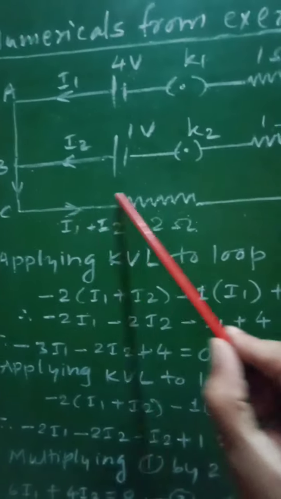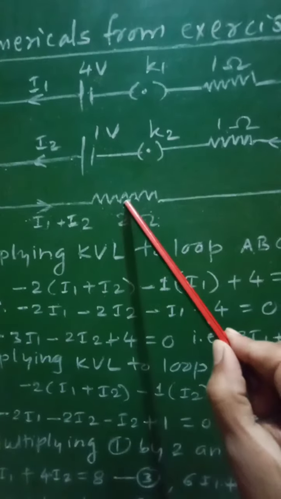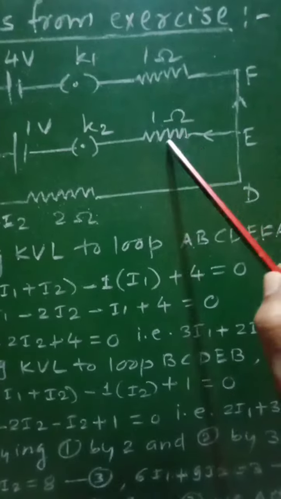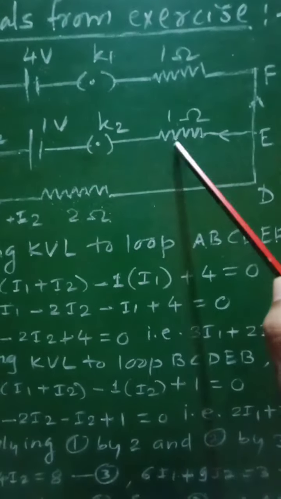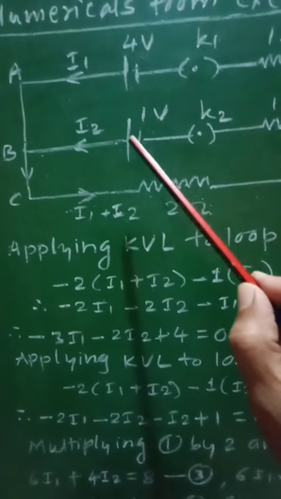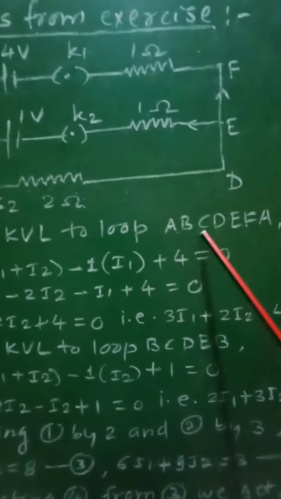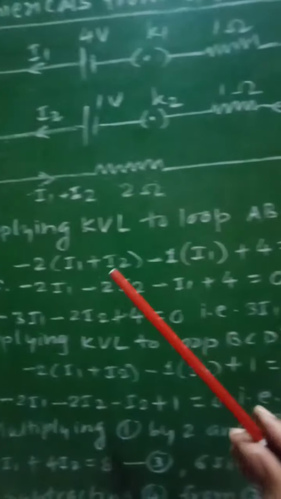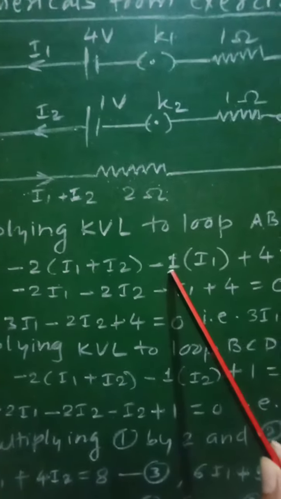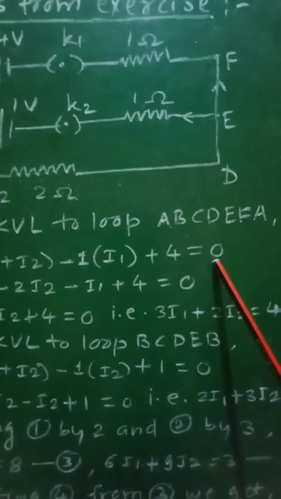Similarly, if you consider this second loop, shorter loop, then for this again this product of IR will be the same, that is negative. Similarly, I2 into 1 ohm resistance, this product of IR will be again negative and this EMF 1 volt of the battery will be positive. And therefore applying Kirchhoff's voltage law to loop A, B, C, D, E, F, A, we can write -2 into (I1 plus I2) minus 1 into I1 plus 4 equal to 0.